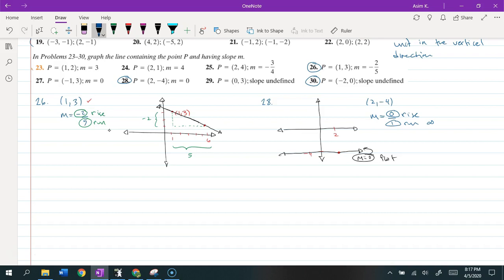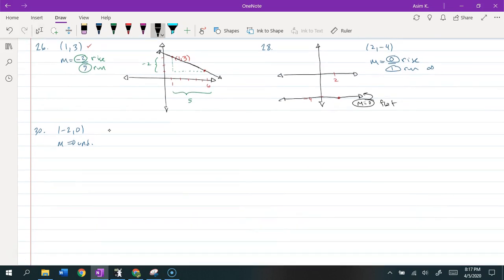Number 30. Number 30 is very similar. This time it says that the point is -2, 0, and the slope is undefined. So you don't say it's equal to undefined, you say it is undefined, right? So let's figure this part out. What does it mean when you have a point at -2, 0, yet your slope is undefined? Because clearly that doesn't really have a rise over run, at least it seems like in the beginning, right? So here is my -2, 0, right? And I'm going to go ahead and make a point right at -2, 0.